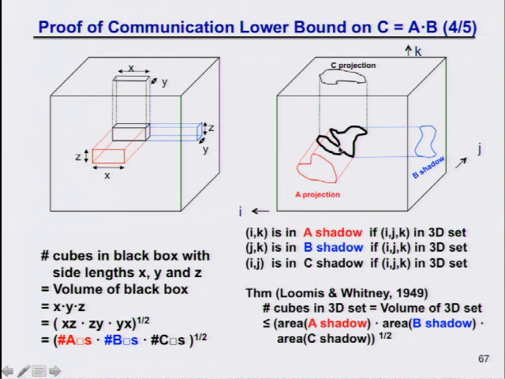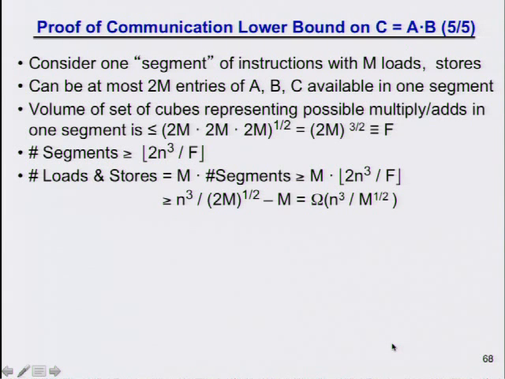The number of multiplies is going to be bounded by my memory times my memory to the 1/2 power. That's M to the 3/2. And so we're done. It's a good thing. So the volume of the cubes is bounded by M to the 3/2. That's how many floating point operations I can do. So the number of segments is the total amount of work divided by the amount of work I can do in a segment. And the number of loads and stores is n cubed divided by M to the 1/2.